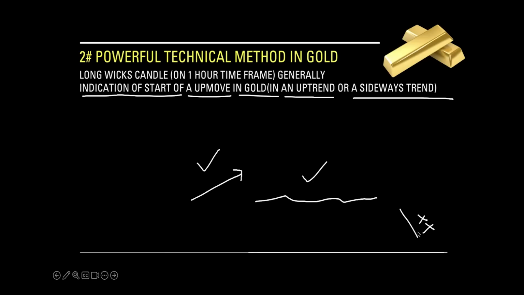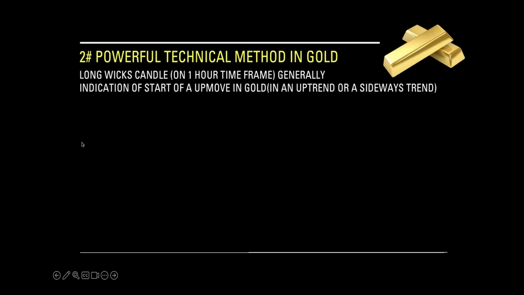When you see the trend is upside or sideways, the color of the candlestick doesn't matter. If you see that the 1 hour candle is making huge wicks on the downside, that is one of the high probability trades to go long. Sometimes you may see that the body is red, but it ends up making huge wicks. That is also a high probability trade to take a long position.